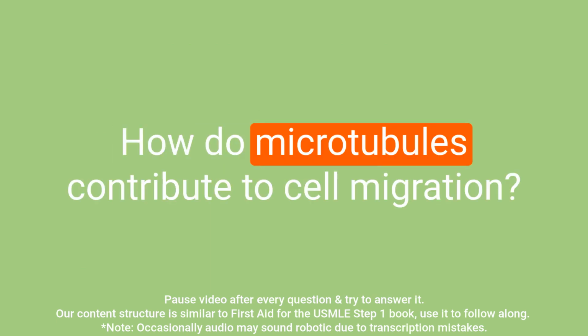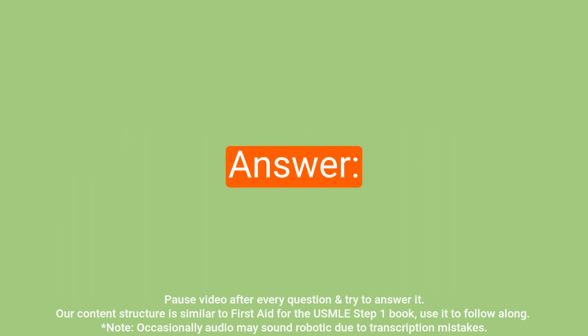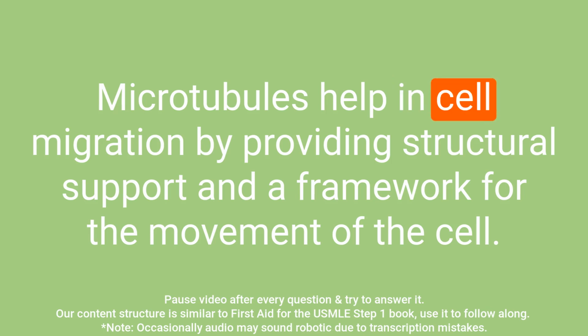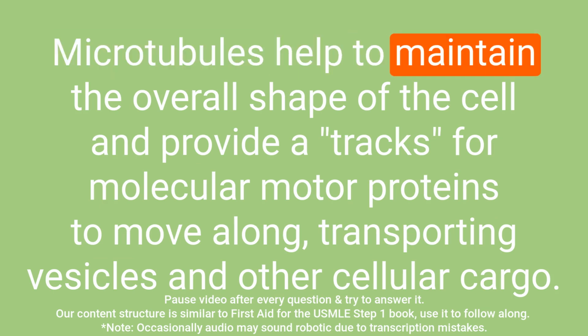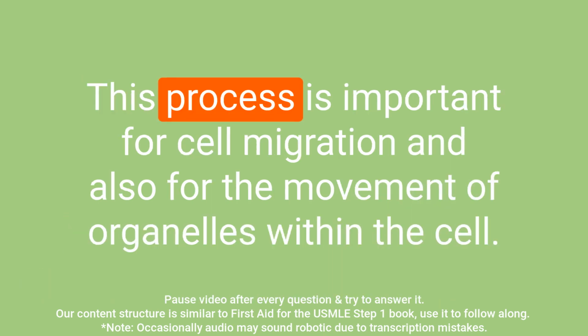Question: how do microtubules contribute to cell migration? Answer: microtubules help in cell migration by providing structural support and a framework for the movement of the cell. Microtubules help to maintain the overall shape of the cell and provide tracks for molecular motor proteins to move along, transporting vesicles and other cellular cargo. This process is important for cell migration and also for the movement of organelles within the cell.